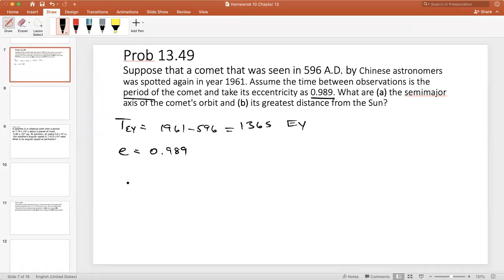And we're asked to find A, where A here is the semi-major axis of the orbit. And we're also told to find the greatest distance from the sun, which is the aphelion distance. Remember, the perihelion is when it's very close, and the aphelion is where it's very far away from whatever mass it's rotating around in the elliptical orbit.